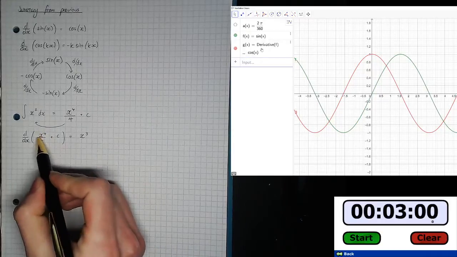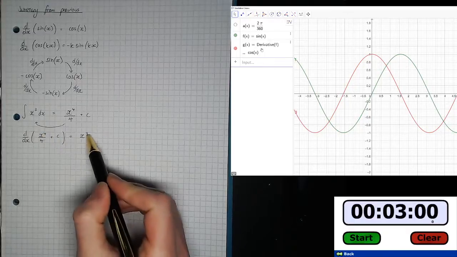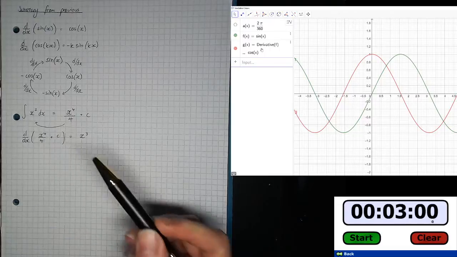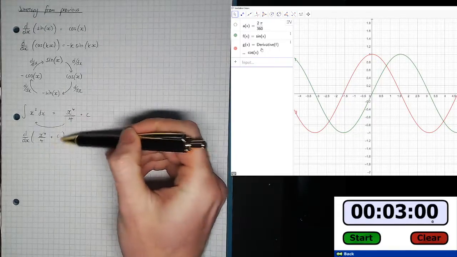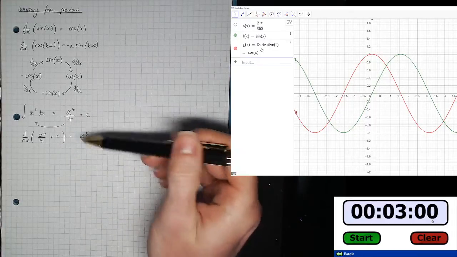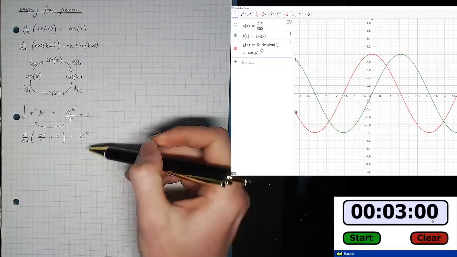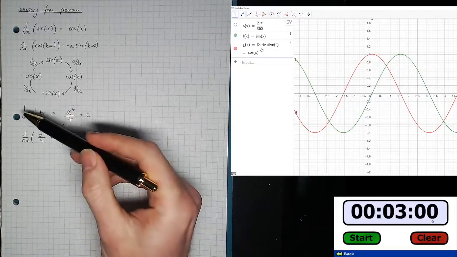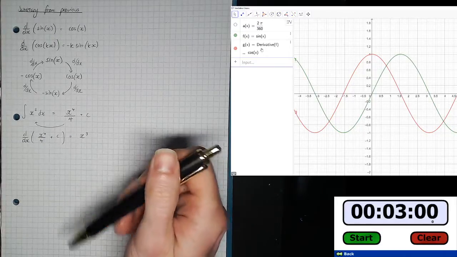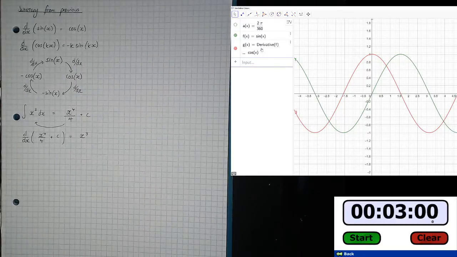4 would come down to the front. 4 divided by 4 is 1. The power decreases by 1. And numbers get eliminated when we differentiate. Okay? Constant terms, I should say, not just numbers. Constant terms get eliminated. So we want to see, can we use the fact that differentiation is the reverse of integration to figure out what happens when we integrate sine and cosine?